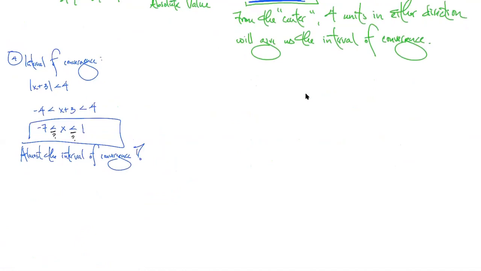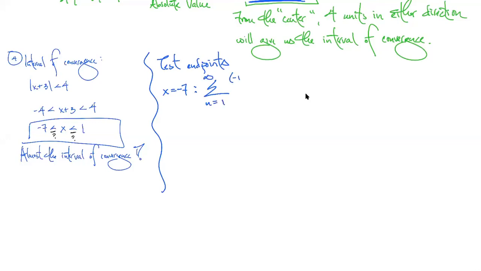Okay, so to test the endpoints, here's what we're going to do. We're going to take -7 and plug it back into our original series. So for x equals -7, we're going to plug that into our sum from n equals 1 to infinity. All of that stuff stays the same. I only plug in -7 where I see the x.